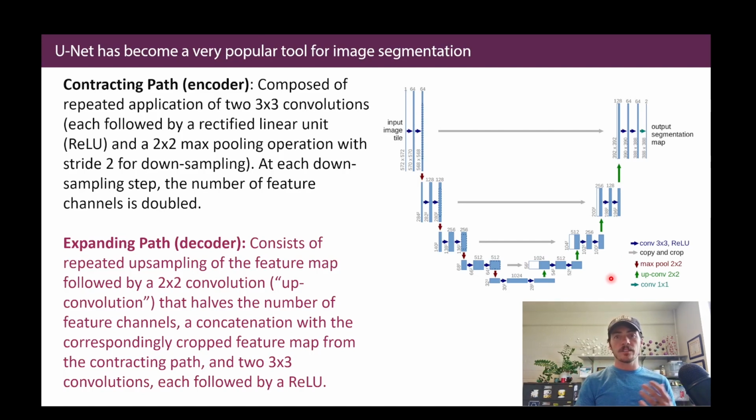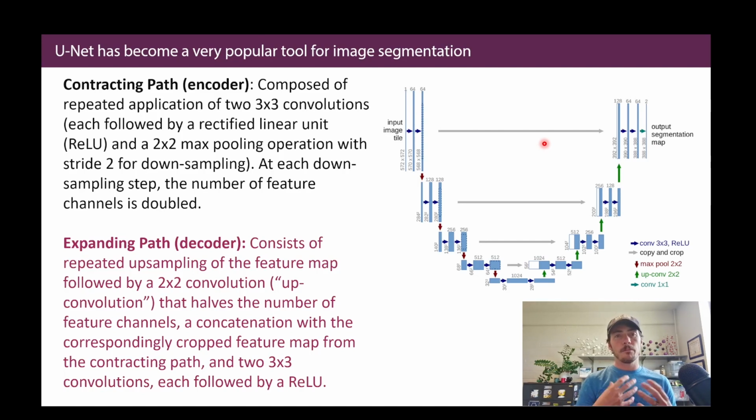So let's just go through the process. First, you have the process of encoding. This is what's called the contracting path or the encoder. And then once you've encoded it, we have an expanding path or a decoding path. So in the contracting path, our encoder, here's what happens.